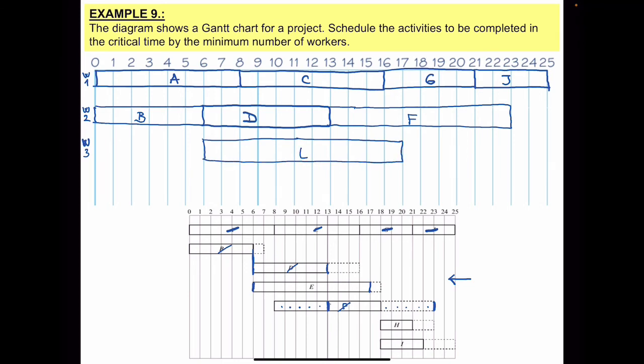So this is E. And then for this worker, when E finishes at 17, H can start at 18. And so there will be 1 hour break for this guy. So 3 hours. It takes 3 hours to complete.